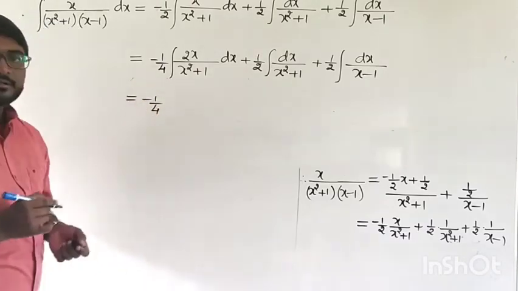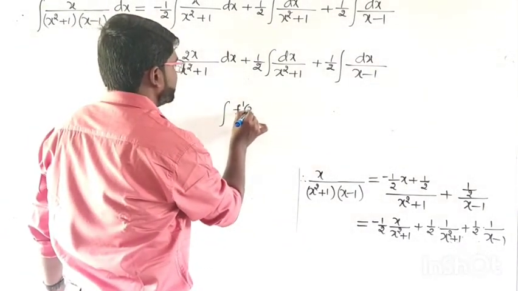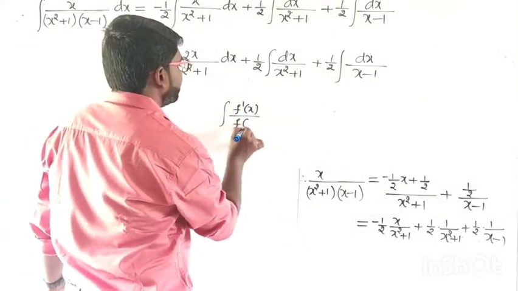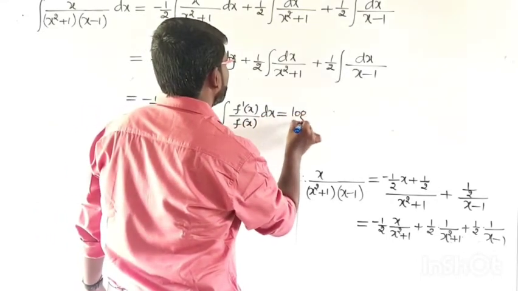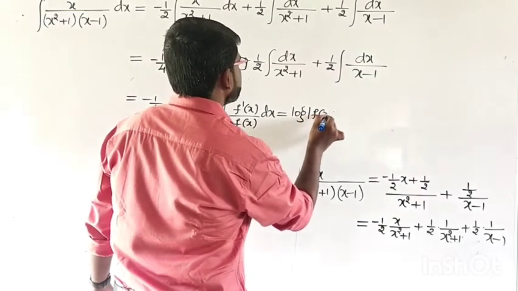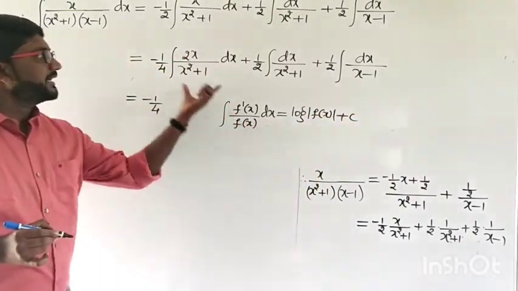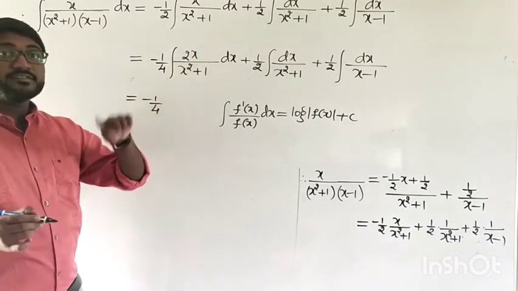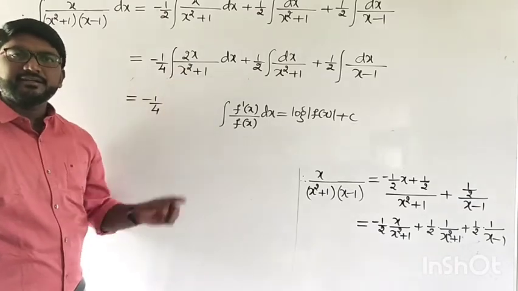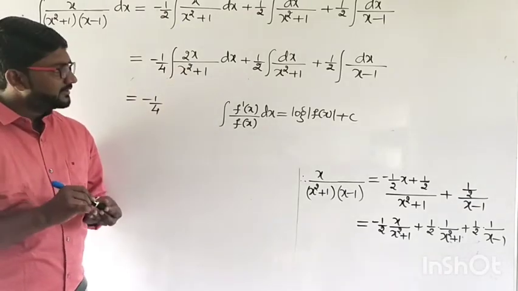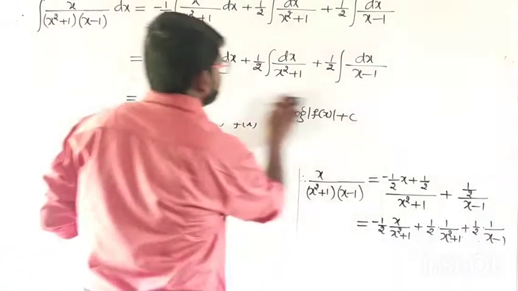So we have the standard result, integral f dash of x divided by f of x dx is equal to log mod f of x plus c. So we have to make use of this standard result here, or else you have to go for the substitution, take this as t and then integrate. It will be quite a lengthy process. So I am going to make use of the standard result directly.